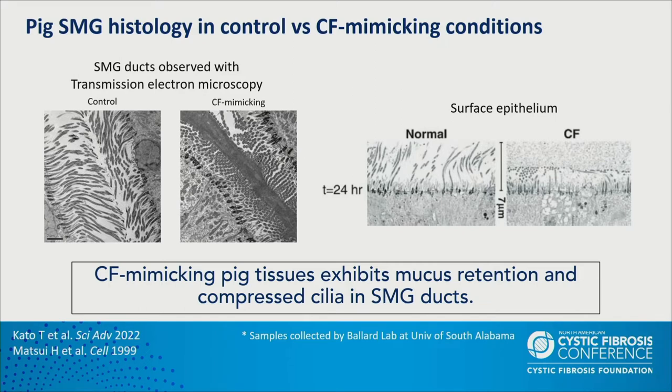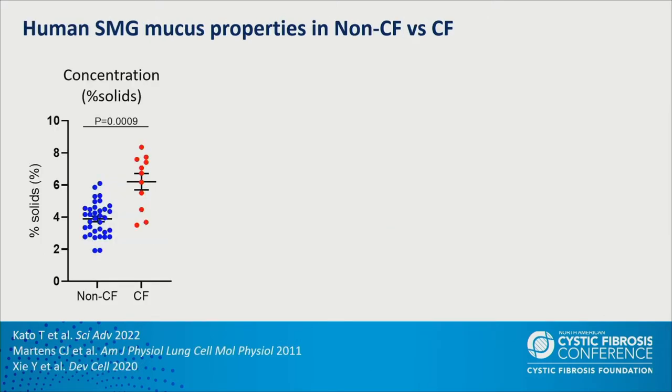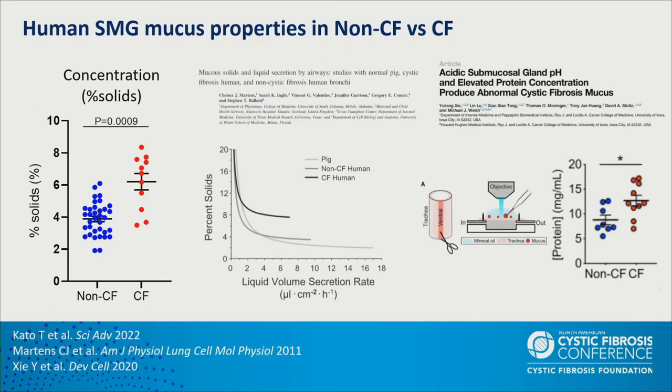Then we hypothesized these observations to be similar in human CF. And the answer was yes. We collected the gland mucus from non-CF and CF tissues, and CF gland mucus exhibited the increased percentage solid compared to non-CF. And this observation was in line with the previous report by Dr. Ballard showing the CF gland mucus have the higher percentage solid with the limited liquid secretion compared to health.